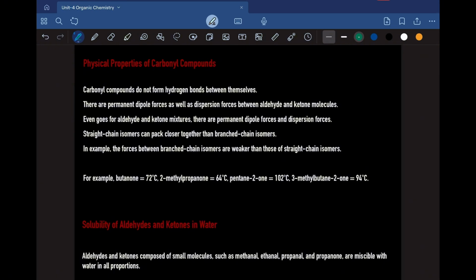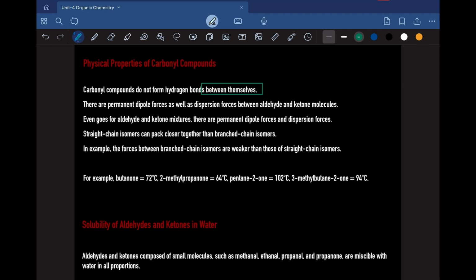So the physical properties of carbonyl compounds include that carbonyl compounds never ever form hydrogen bonds between themselves. This is very important. They do not form hydrogen bonds between themselves. That doesn't mean that they do not form hydrogen bonds with others. Yes, they form hydrogen bonds with the others, but they never form hydrogen bonds between themselves.